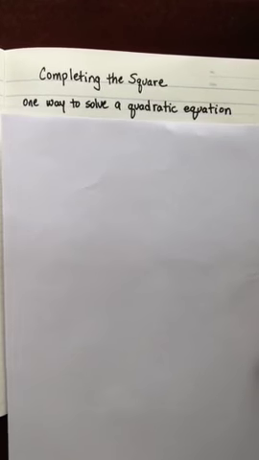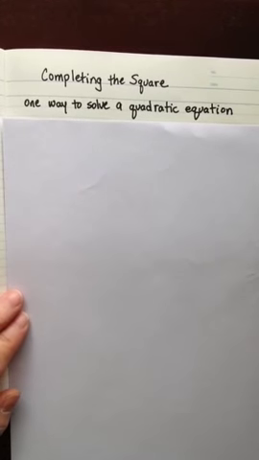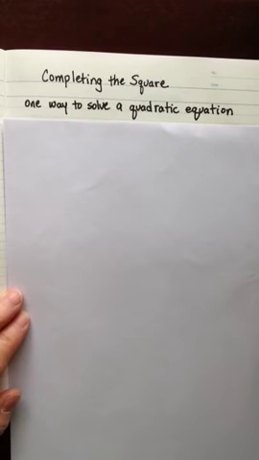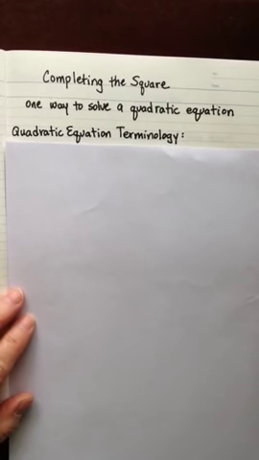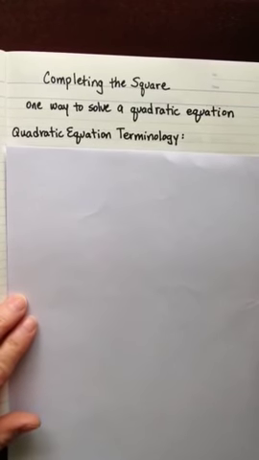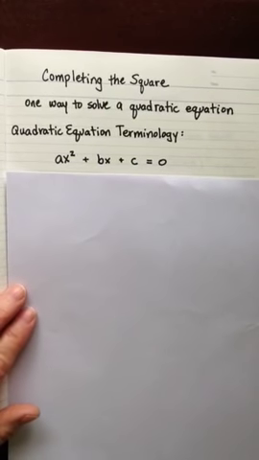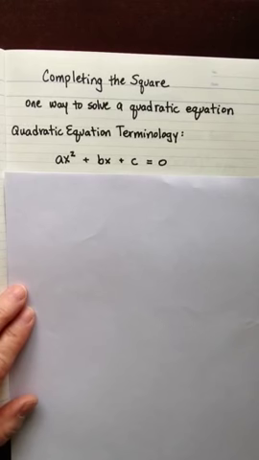Hello. In this video, we're going to start talking about the math skill called completing the square. Completing the square is one way to solve a quadratic equation. And you know that in order to master something, you must know the terminology, so we're going to go over some quadratic equation terminology in this video. Here is the typical quadratic equation: ax squared plus bx plus c equals 0.